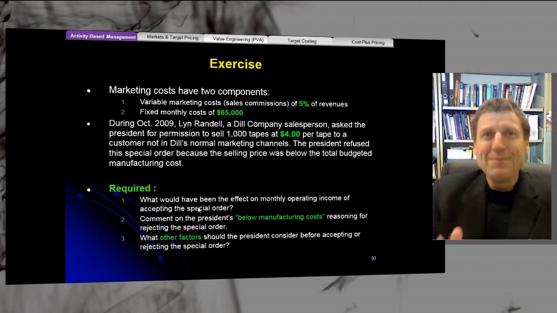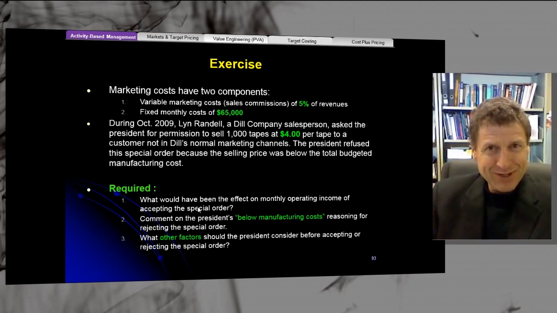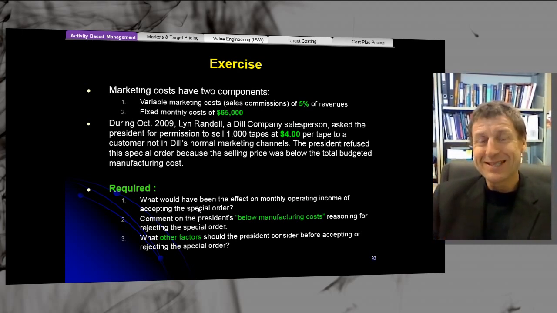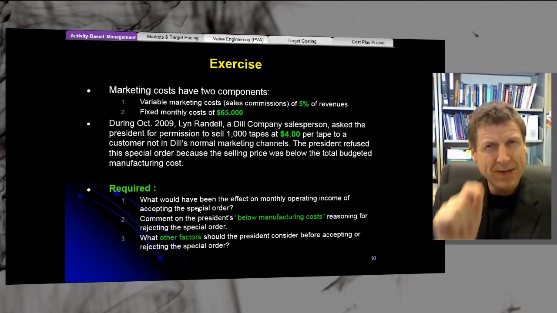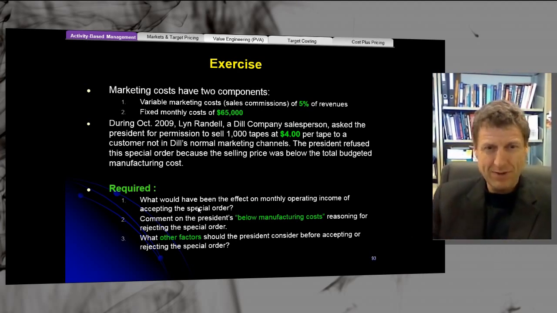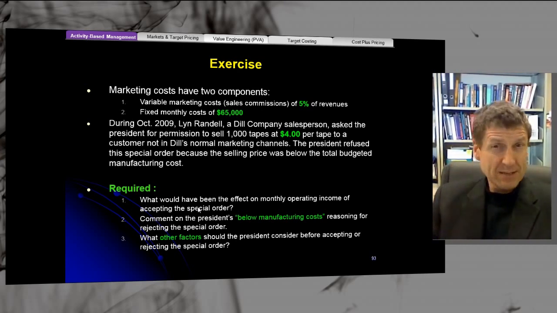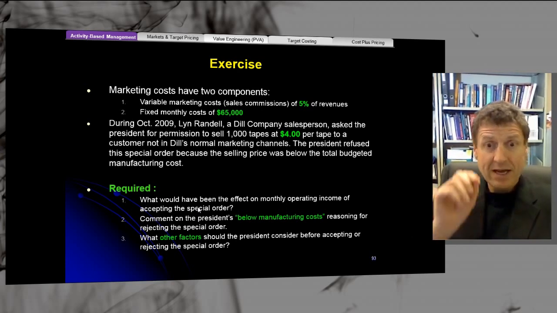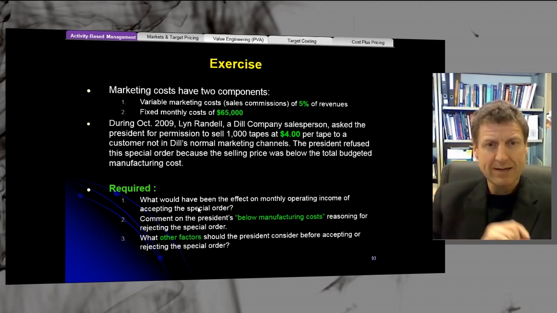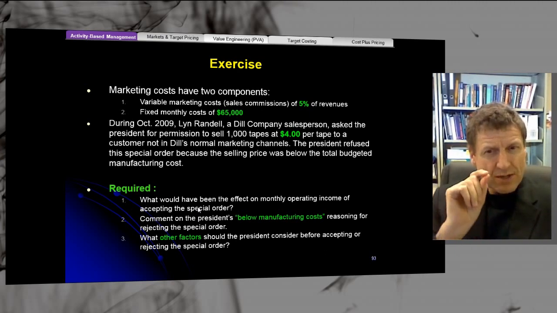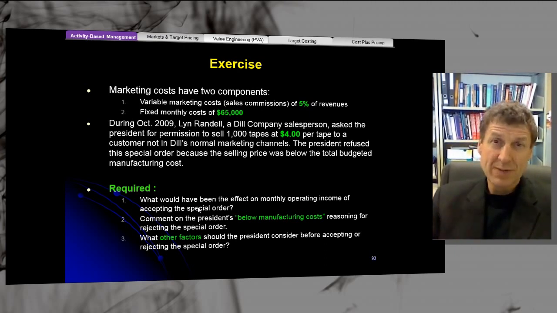No way, this is so much lower than our manufacturing cost per unit of $4.20 as we have allocated. And so I'm going to refuse the order if I'm the president because the selling price is below the total budgeted manufacturing costs. So here's the problem. What would be the effect on monthly operating income of accepting the special order? Next question, comment on the president's below manufacturing cost reasoning for rejecting the special order, and what other factors should the president consider before accepting or rejecting the special order?